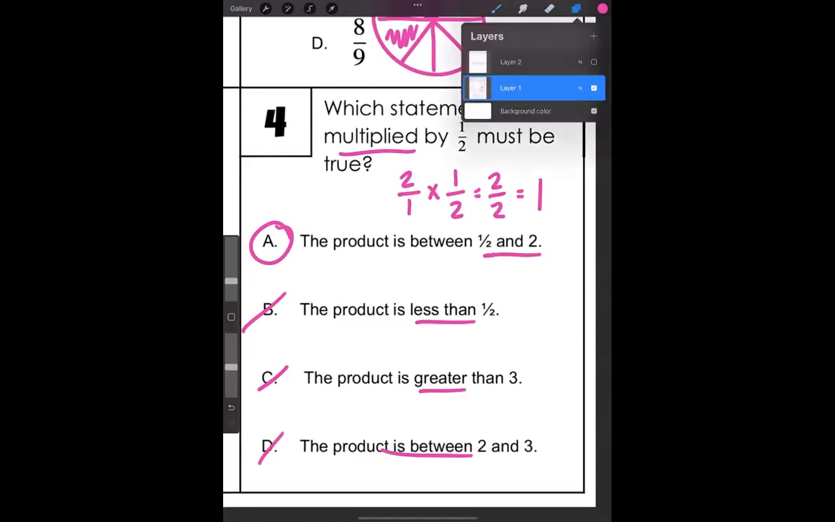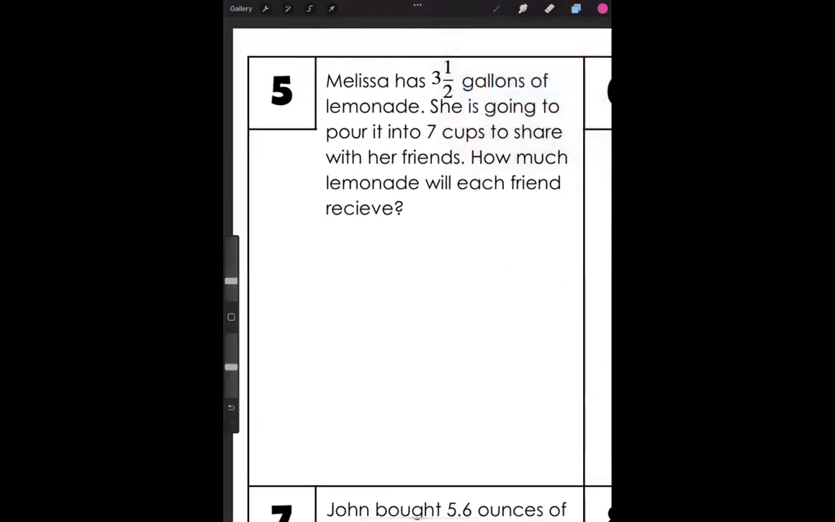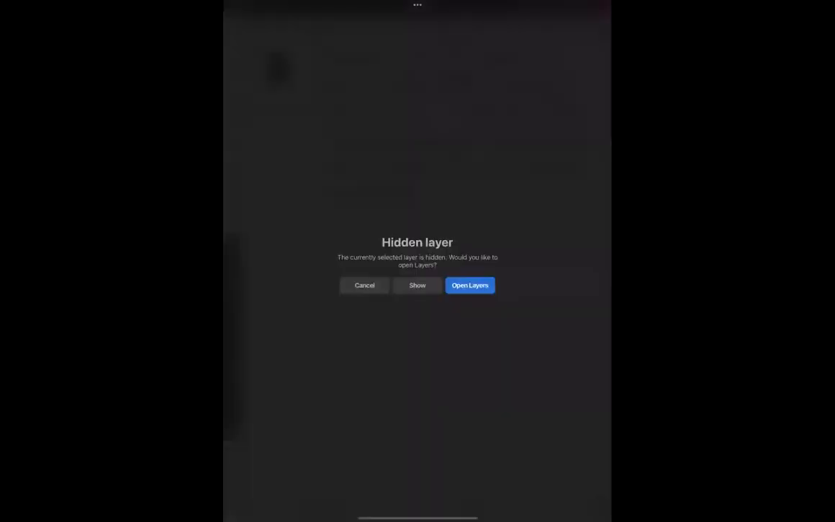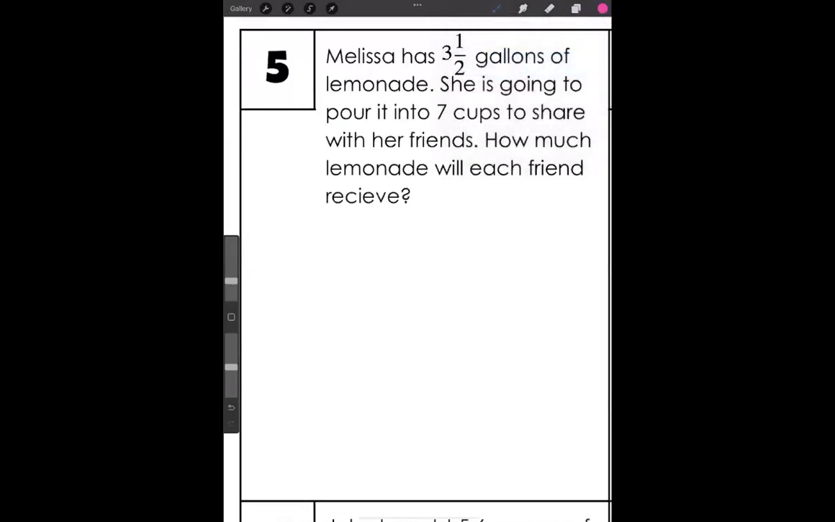Okay, let's look at our second page. And we will look at question number 5. So Melissa has 3.5 gallons of lemonade. She's going to pour it in cups to share with her friends. So just for a second, I'm going to draw a picture of what's going on here. And you'll just have to excuse my great art skills, but she's got a pitcher of lemonade and she's pouring it out into cups that she's sharing with her friends.